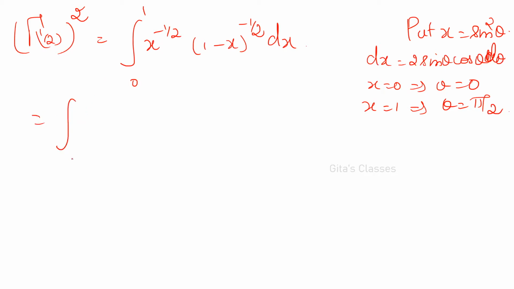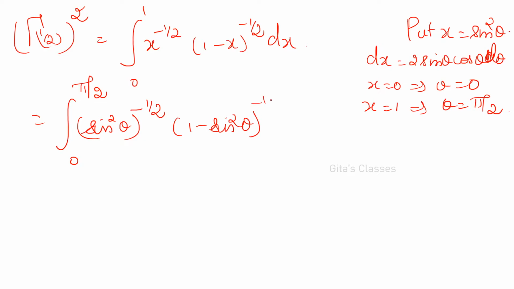Therefore, this integral will become integral 0 to pi by 2. What is x power minus 1 by 2? Now x is sine square theta. So sine square theta the whole power minus 1 by 2 into 1 minus sine square theta the whole power minus 1 by 2 into what is dx?